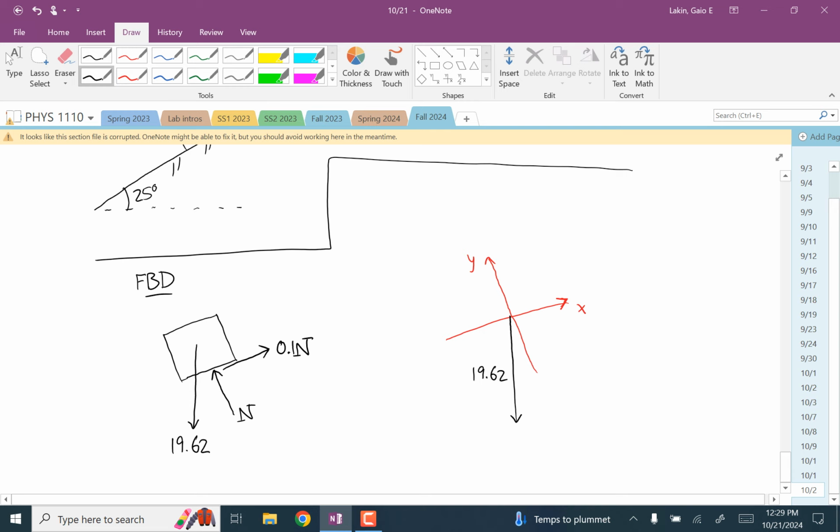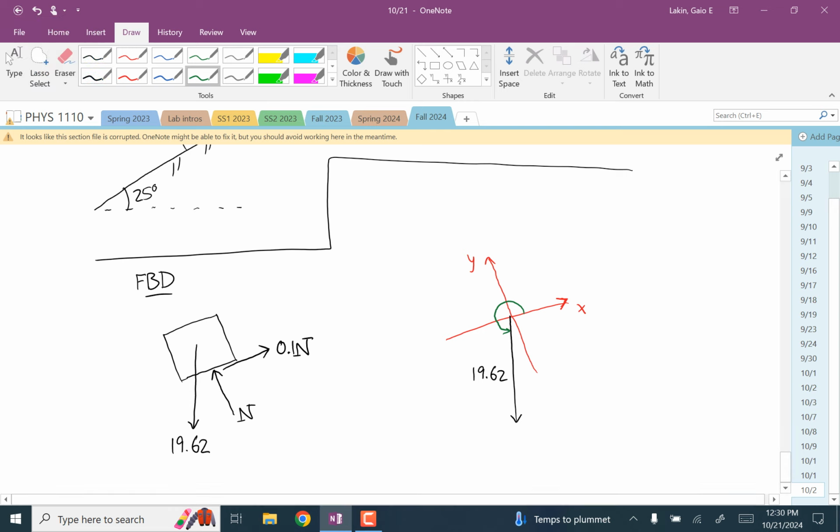The magnitude of this is 19.62. So what's this angle that we need for the weight force? 245. So really all you have to do to know whether you're adding or subtracting from 270 is just figure out whether, when you get to the vector, you are short of that 270 line or have you gone past that 270 line. If you've gone past it, you're adding. If you're short of it, then you're subtracting.